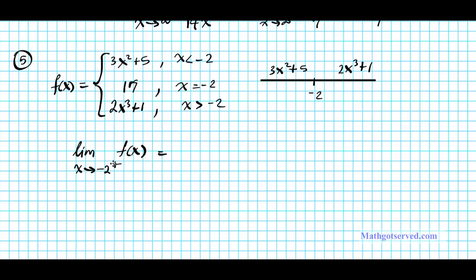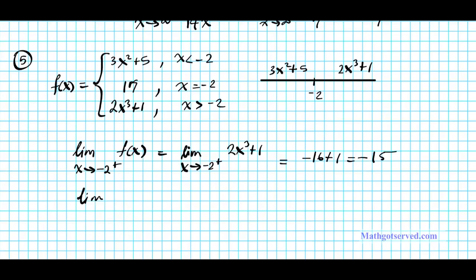So approaching from the right, we're going to take this function. We're going to be looking at the limit as x approaches negative 2 from the right of 2x to the third plus 1. So we'll simply plug in negative 2 into this expression. We plug in negative 2, we have negative 2 to the third. Negative 2 to the third is negative 8, times 2 is going to be negative 16, plus 1, which is negative 15. That's the right-hand limit.